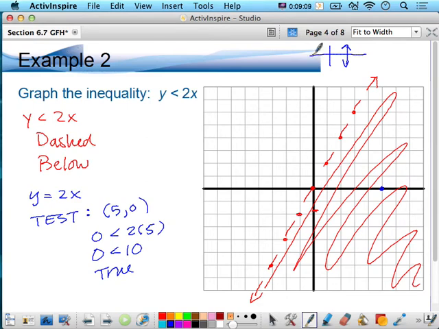To the right or to the left? Right, to the right. So you would shade right if it were greater, and you would shade left if it were less than, because it's like infinity. So you just think about it that way. Most of the time it's up or down, but if it is vertical, it becomes a left-right situation. And if you're not sure, just pick a test point.